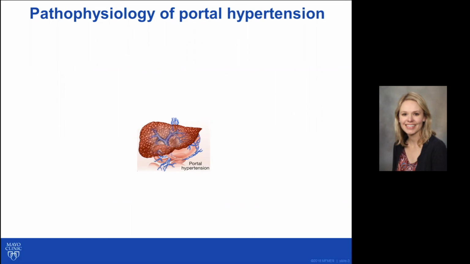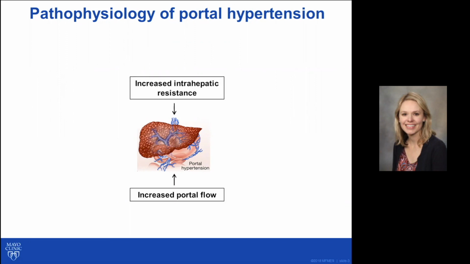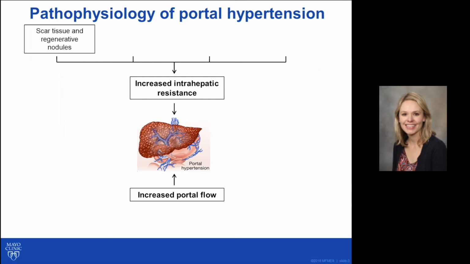While the pathogenesis of portal hypertension varies according to the etiology, portal hypertension generally results from an increase in intrahepatic resistance or blood flow in the portal venous system. Several factors may culminate in increased intrahepatic resistance, including scar tissue and regenerative nodules in the setting of cirrhosis. Capillarization of the sinusoids and swelling of cells, including hepatocytes and Kupffer cells, also increase intrahepatic resistance. Chronic hepatocellular injury leads to activation of hepatic stellate cells, resulting in collagen production and sinusoidal constriction.